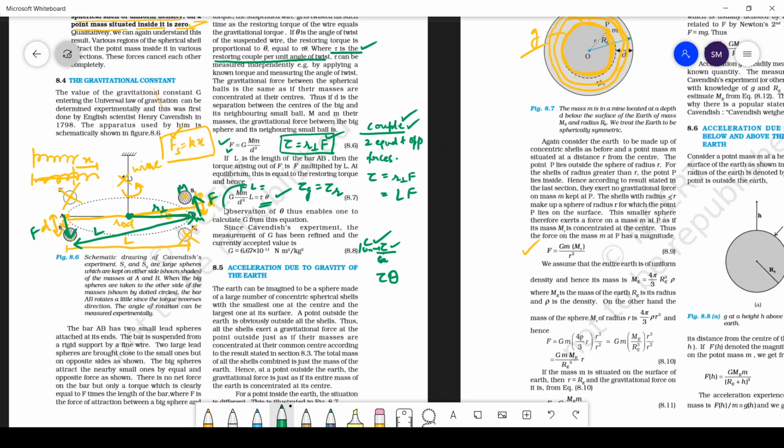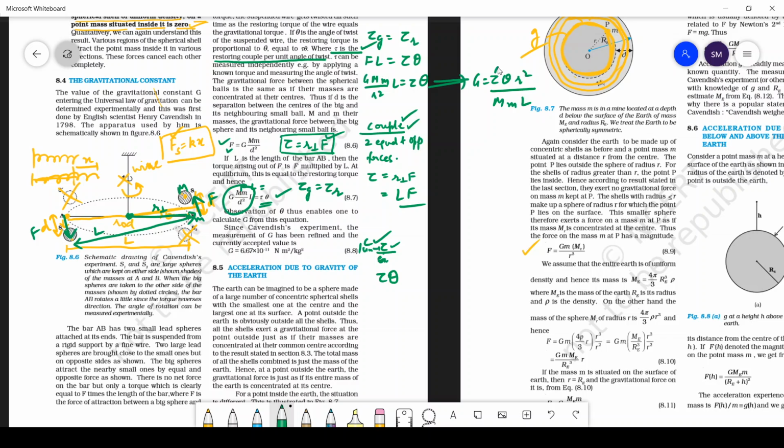The gravitational torque is F into L, and the restoring torque is tau into theta. So what is F? G m upon r square, into L, is equal to tau into theta. So from here we get G equals tau theta r square upon m L.